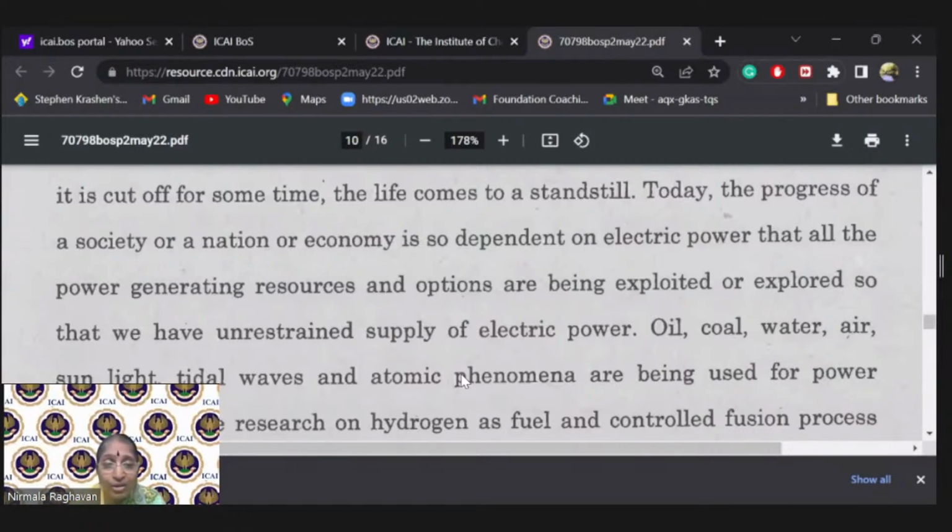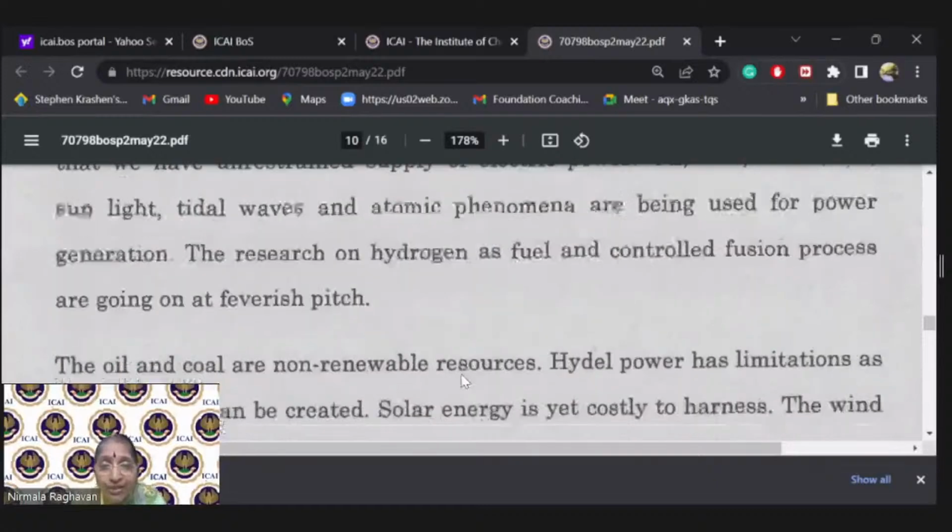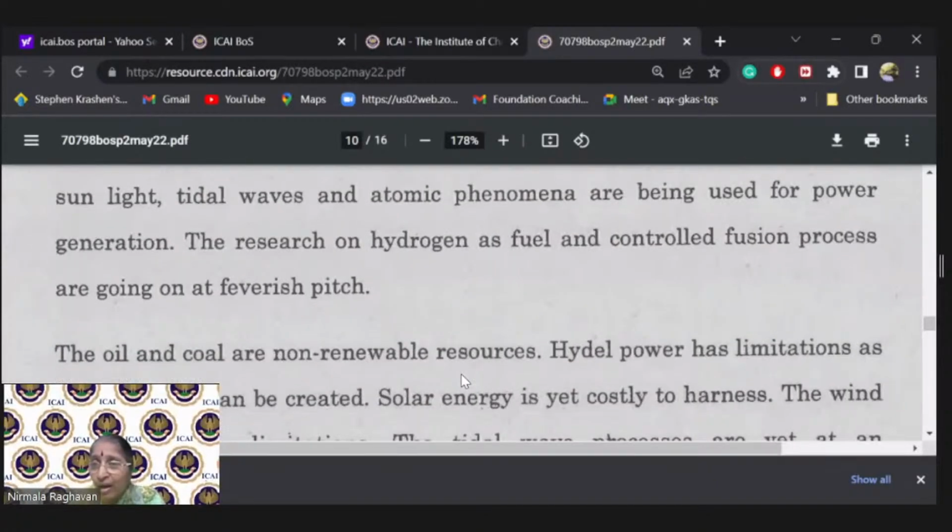Oil, coal, water, air, sunlight, tidal waves, and atomic phenomena are being used for power generation. The research on hydrogen as fuel and controlled fusion process are going on at a feverish pitch. What is feverish pitch? With an aggressive nature, they need to find an alternate way to generate electricity so that we get it unrestrained, without any stoppage.